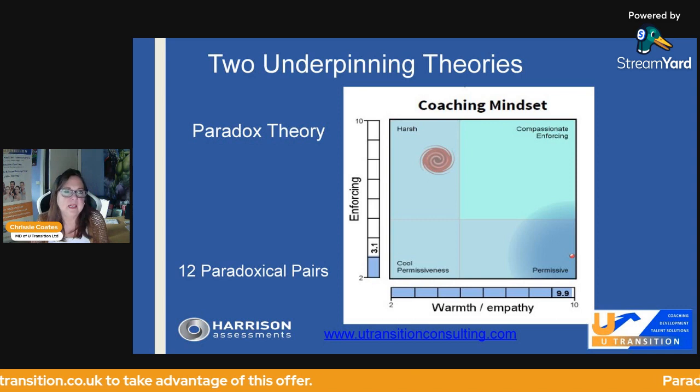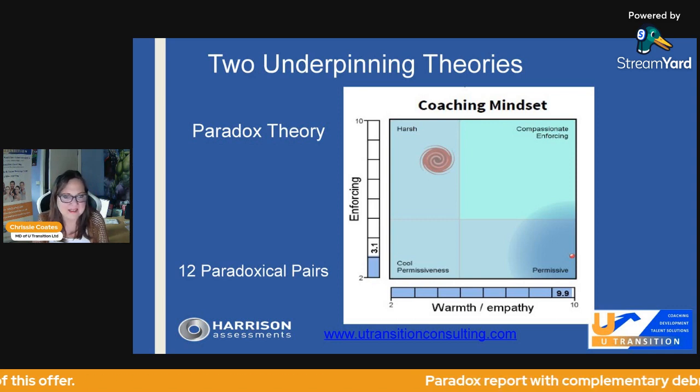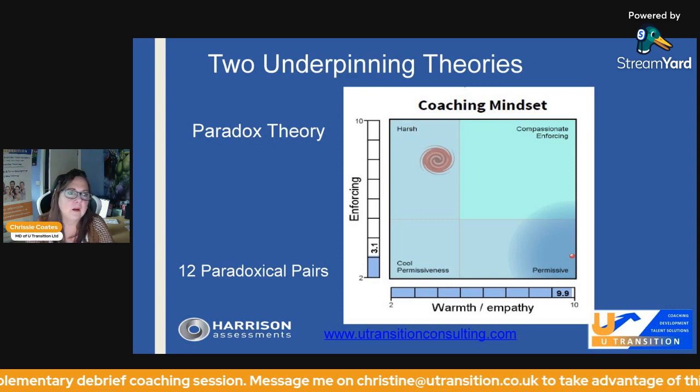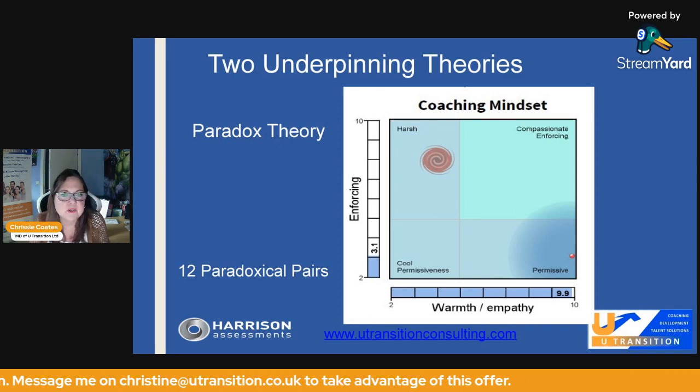So what does it look like? So paradox theory, I've kind of loosely explained, is this theory of two seemingly opposite things that we try to balance out and we try to get right. So here's an example of what it looks like on one of the reports that is produced from that very smart questionnaire.